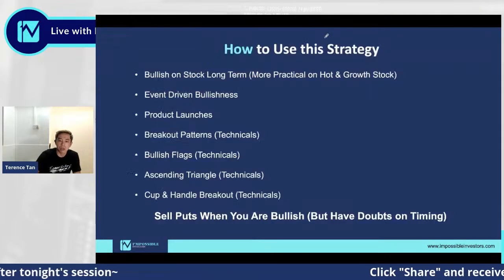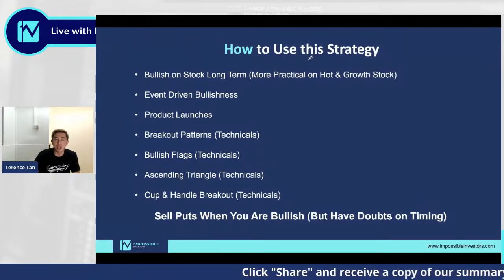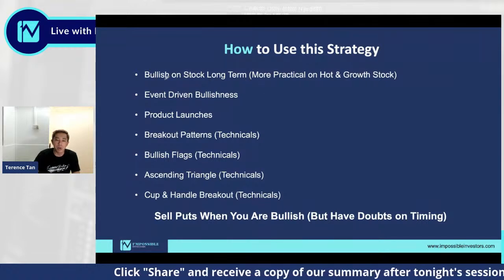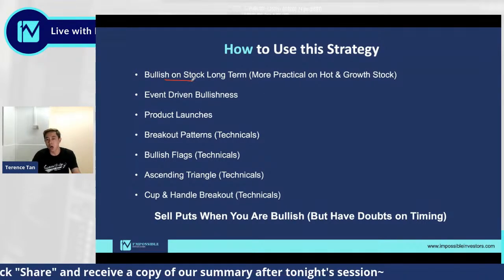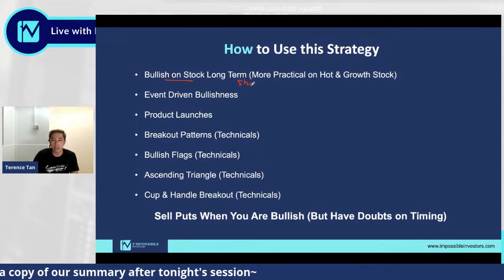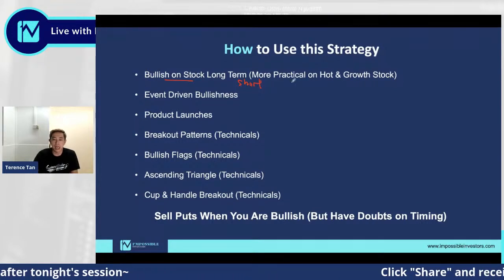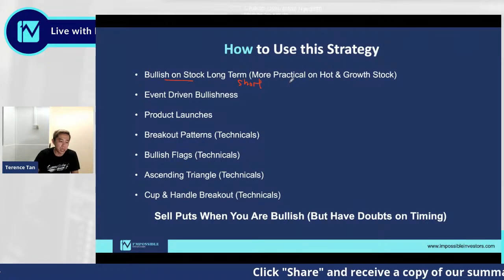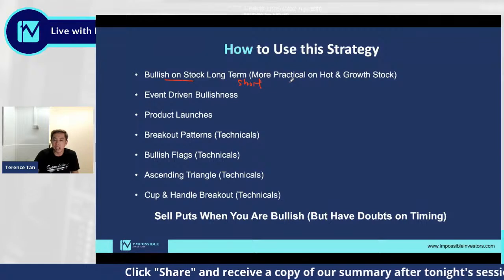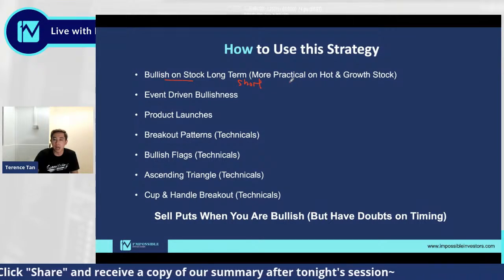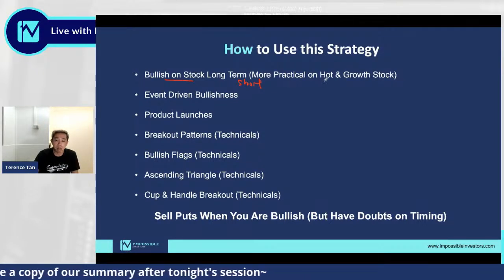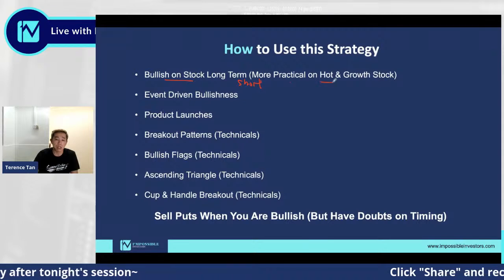All right, now, coming back over here, how do we use the strategy? Same thing as well. We would have to be bullish, bullish on the long term as well as short term, it's possible. But of course, it'll be more practical if we start to do this on growth stocks or value stocks or hot stocks over here.